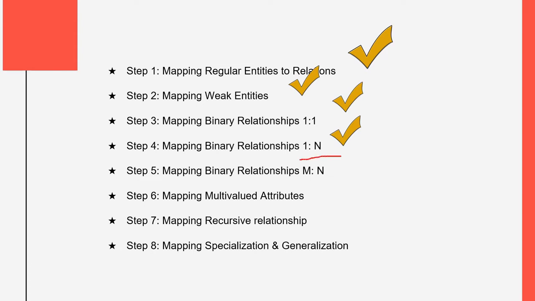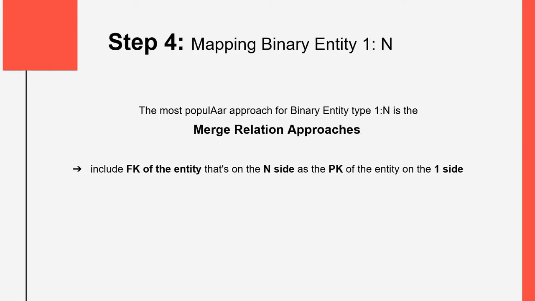Now let's move to the binary relationship 1 to n. So 1 to n means one to many. This is the popular approach for binary entity type 1:n, and this is called the merge relation approach. In this merge relation approach, we will include the foreign key in the entity at the n side, referring to the primary key of the entity at the 1 side.